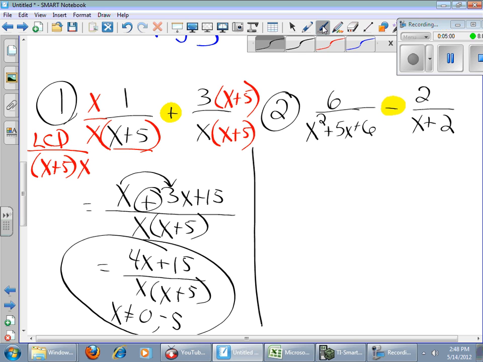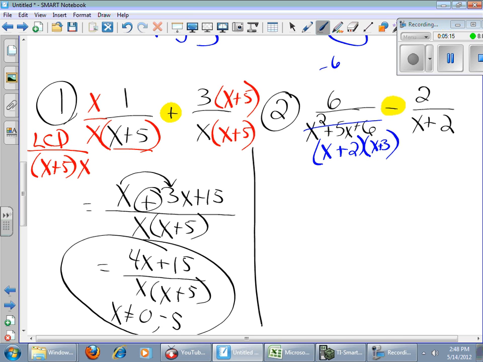But before I do that, I am going to factor this denominator. X plus 2 and x plus 3. I need two factors of 6 that add to get 5. Negative 6 plus 1 doesn't work because that's subtracting. Negative 6 plus 1 is a subtraction problem. It's 1 minus 6. That won't work. I need 2 plus 3.